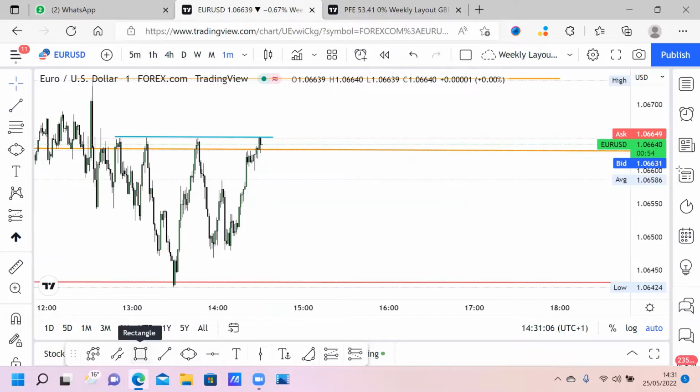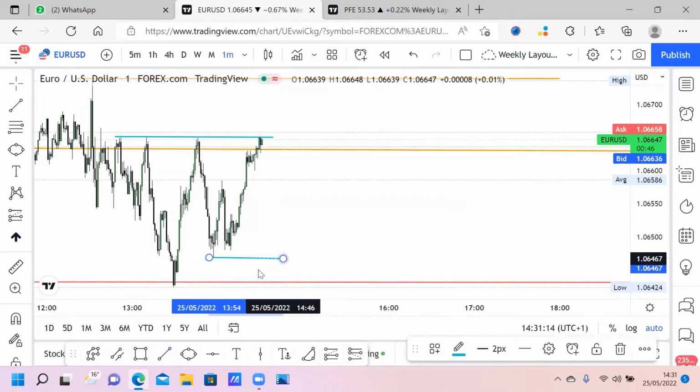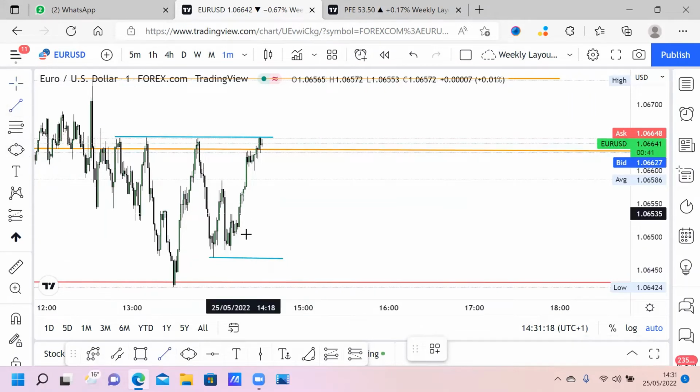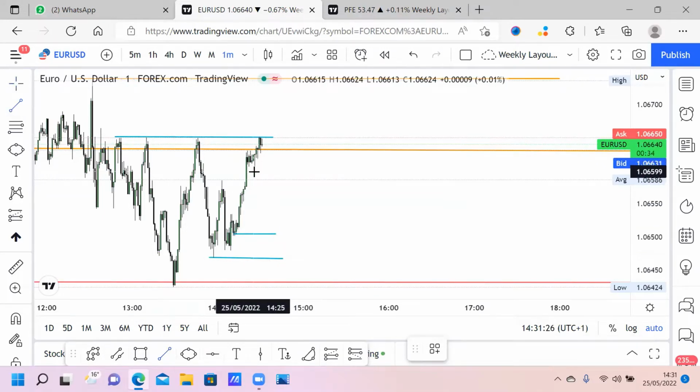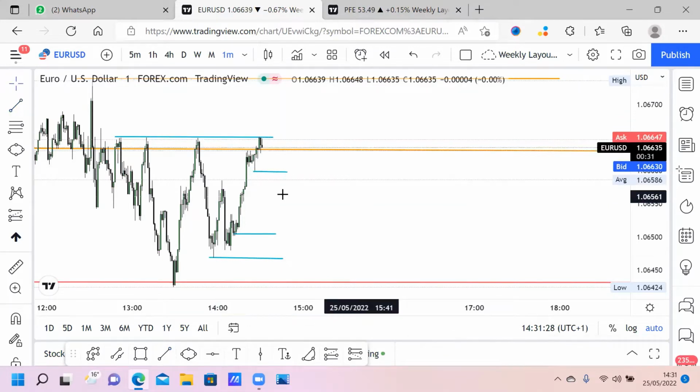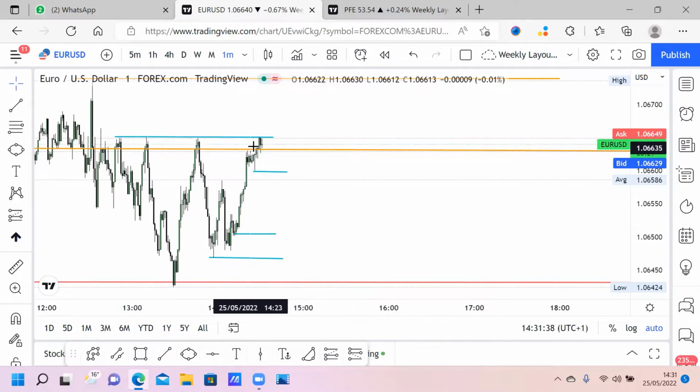If you look carefully here, there was the low. This low is higher than this low. This low is higher than the previous low, but we're not making any higher highs. So this is telling you that this could be a reversal point for the price to go further down.